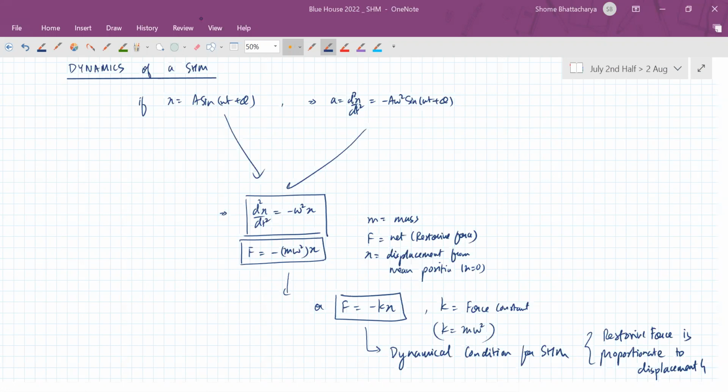So you have written restorative force. Remember we had discussed restorative force in work energy also. It is a force in relation to a stable equilibrium position. It always points towards the equilibrium position. That sort of force is a restorative force. Spring force is an example of a restorative force.